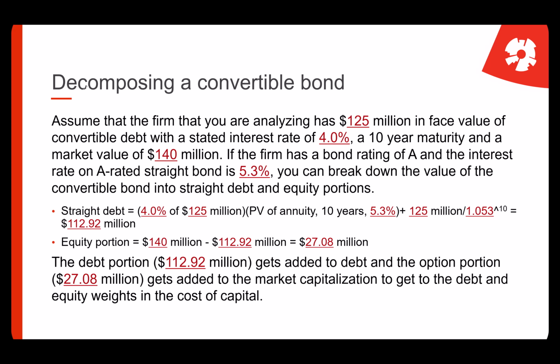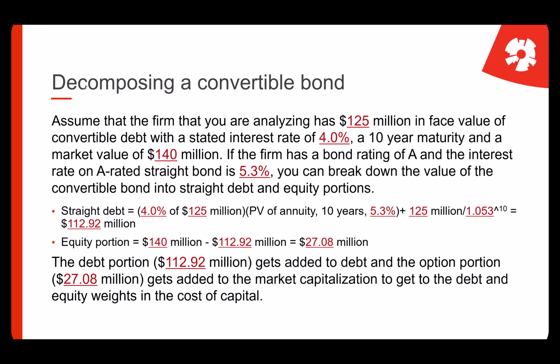Step 2 is the value of the equity option. This is simply the difference between the market value of the convertible bond, $140 million, and the value of the straight debt, $112.92 million, which gives us $27.08 million, which is then the equity portion.